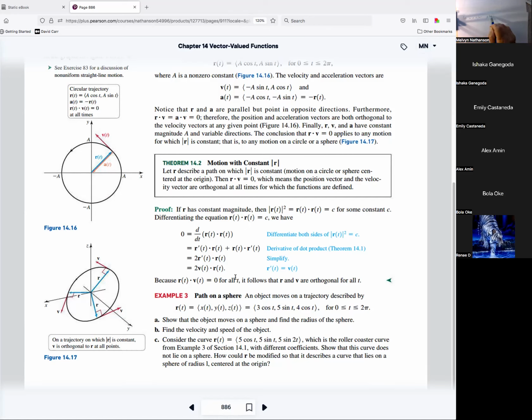So we have r of t. I'm looking at example 3 on page 886. r of t has coordinates 3 cosine t, 5 sine t, 4 cosine t. And we want to follow this as t goes from 0 to 2 pi.